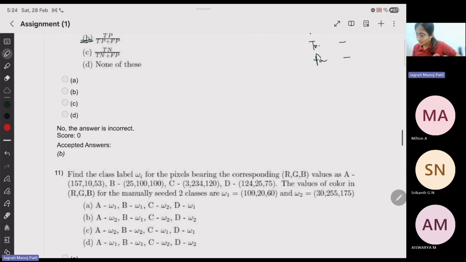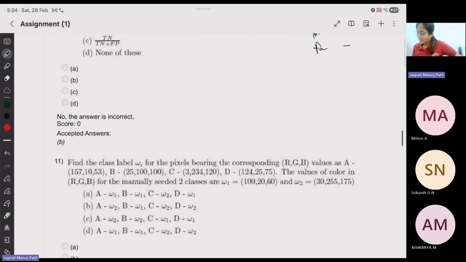Okay. Now here also a similar question. I won't ask you to calculate it again now, but I'll just tell you what you need to do in this case. Find the class label, this Wi, for the pixels which are bearing the corresponding RGB values. So you have A, B, C, and D given, and the values of the color in RGB for the two seeds are given to you. Now in this case, you know for A, B, C, and D what values have been given to you. Then you know for W1 and W2.